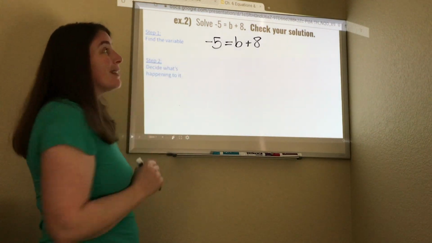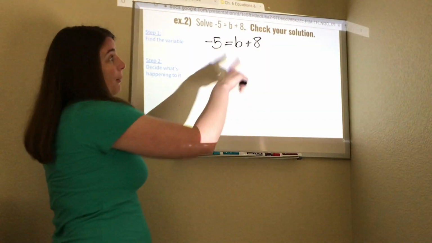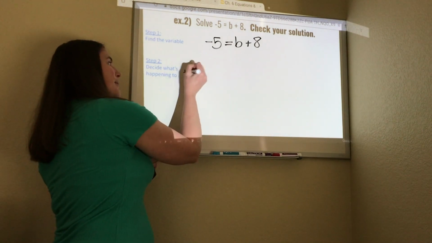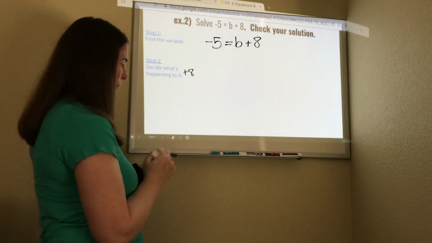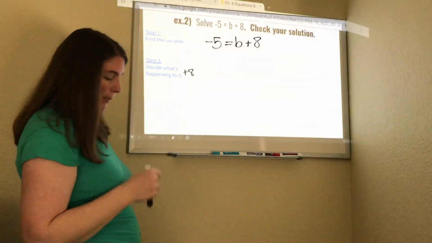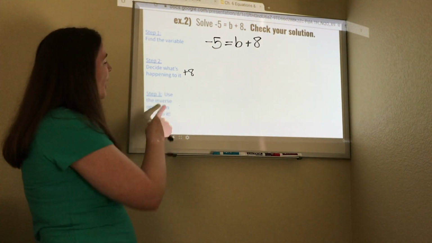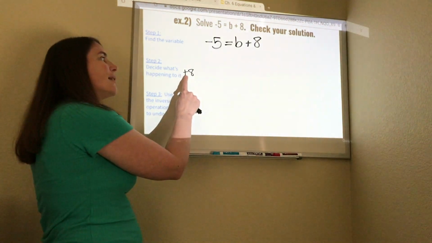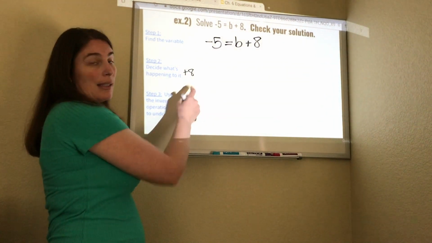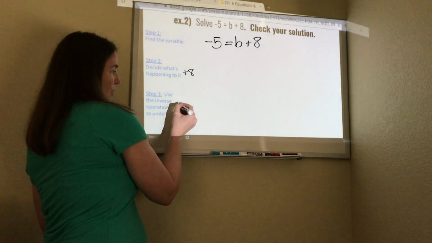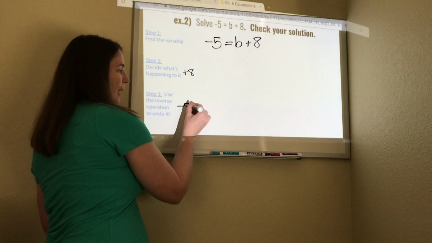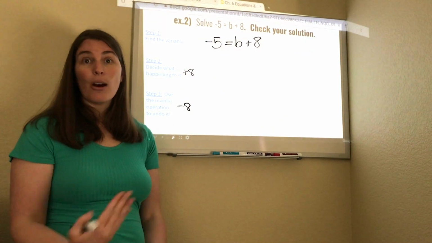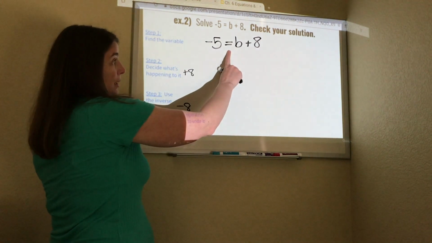Step 2 is to decide what is happening to my variable. I am adding 8. So I'm going to go ahead and put plus 8 over here. And the third step is I need to use the inverse operation to undo it. So what's the inverse of adding 8? Yes, so that would be subtracting 8. So to undo it, I have to subtract 8 on both sides of the equal sign.